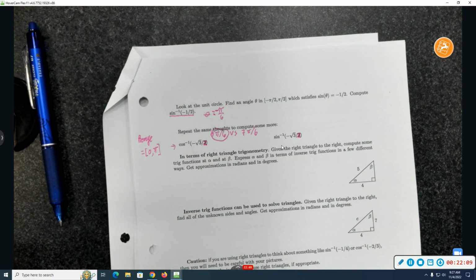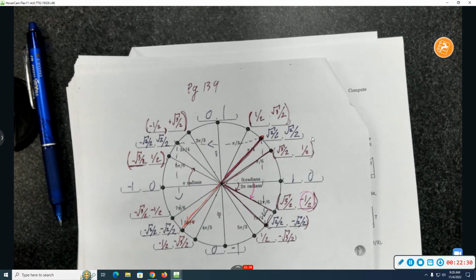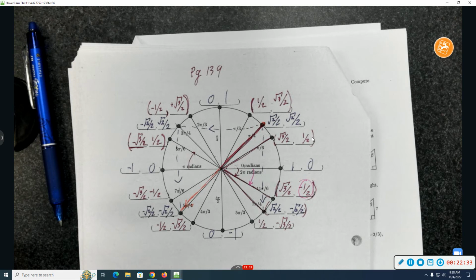So there are the things to think about. Find yourself the angles that have the right cosine. That's step 1. Step 2, which ones actually live between 0 and pi for inverse cosine, or negative pi over 2 to pi over 2 for inverse sine? People like this idea? Next question. Sine inverse of negative root 3 over 2. I'll go ahead and flash this back up. Do you see an angle or some angles where sine is equal to negative root 3 over 2?